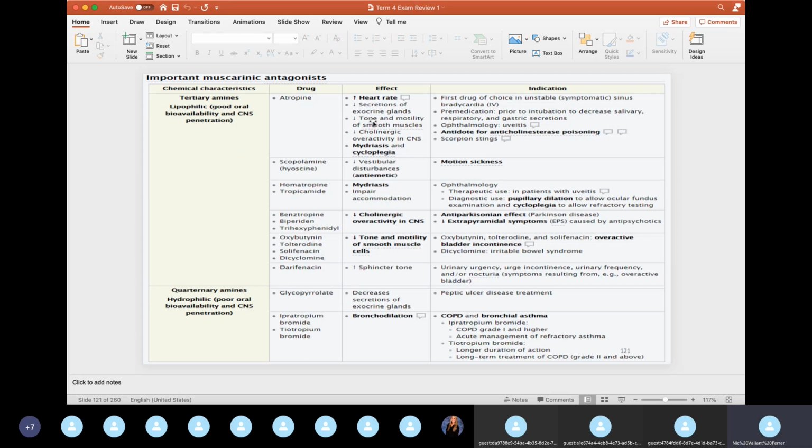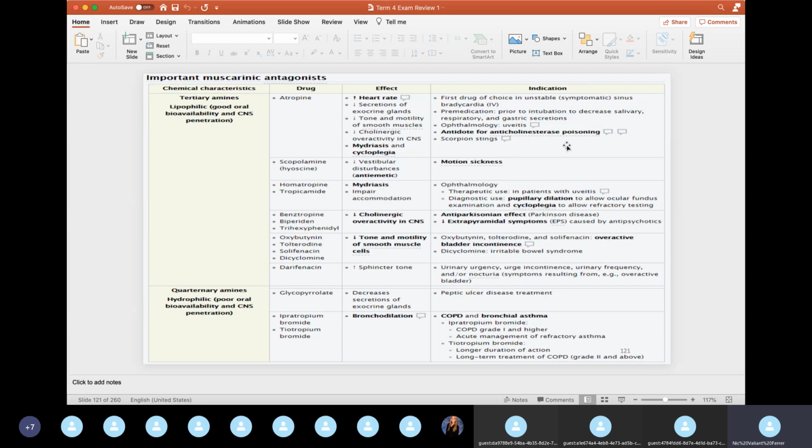You need to know the drug name, the effect, and indication. So the star of your muscarinic antagonist is atropine. What does it do? It's a muscarinic antagonist. So it increases heart rate. You have mydriasis and you have cycloplegia. This is used as an antidote for anticholinesterase poisoning. Could you give me the signs and symptoms of someone who has organophosphate poisoning?